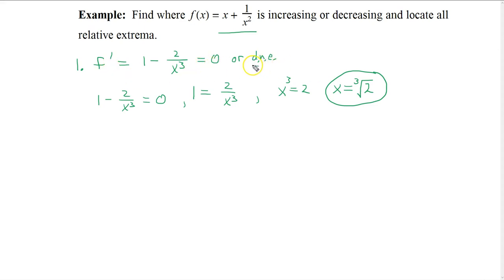Now we need to find where the derivative does not exist. Well, just looking at this, we can see that the derivative does not exist when the denominator here is equal to 0. So when x cubed is equal to 0, that implies that x equals 0. That's where our derivative does not exist. So that's another critical number. So we need to plot these two numbers on the number line and use our sign pattern technique.